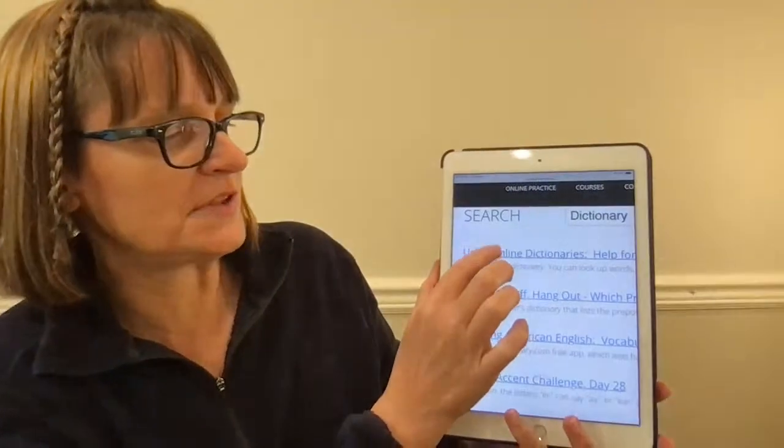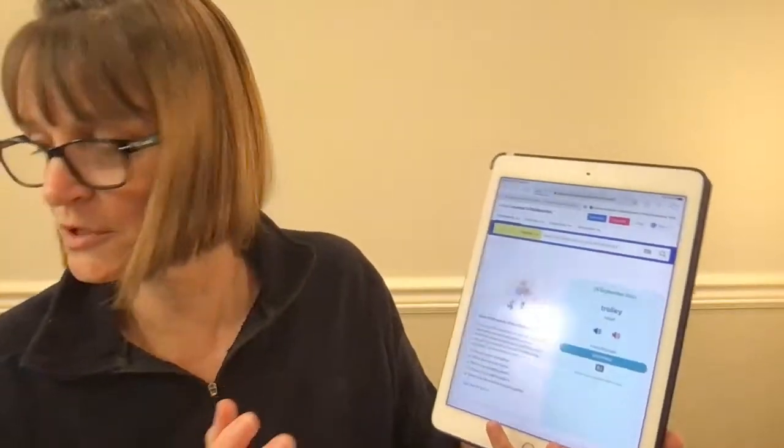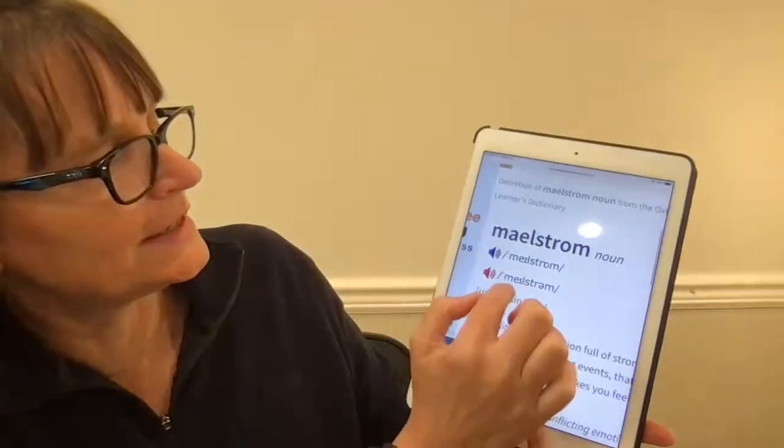This first one, using the online dictionary, is the one that I recommend. So this one teaches you about reading the dictionary. And it also has a link to some of the dictionaries I like, including the Oxford Learner's Dictionary. So we're going to look up the word maelstrom and double check my pronunciation to make sure I got it correct. Yes. So fortunately I did.